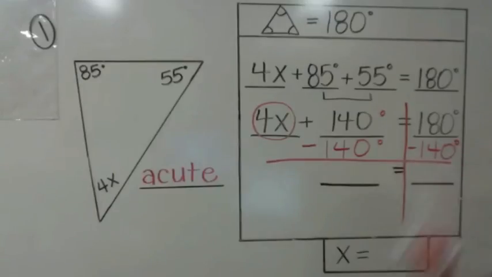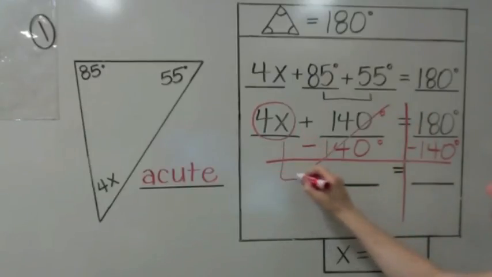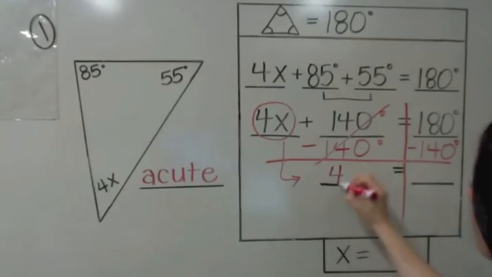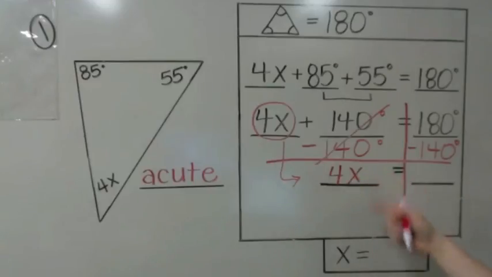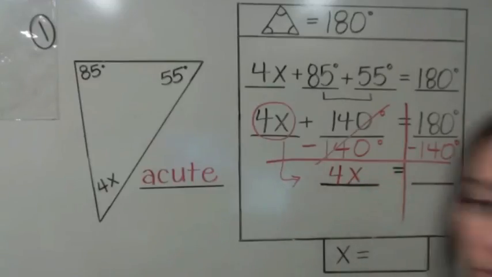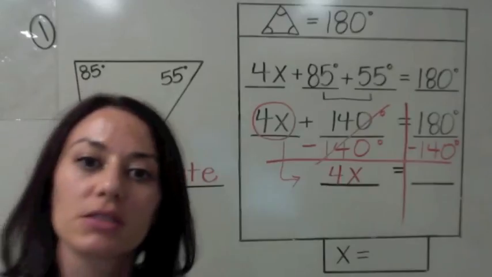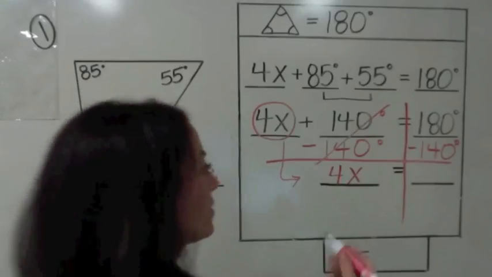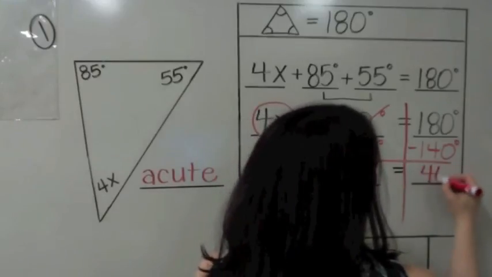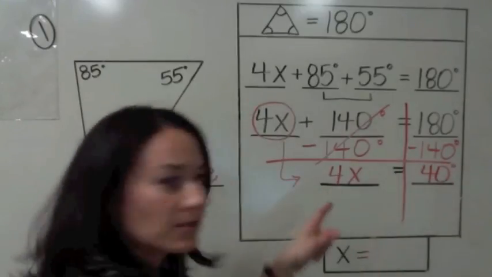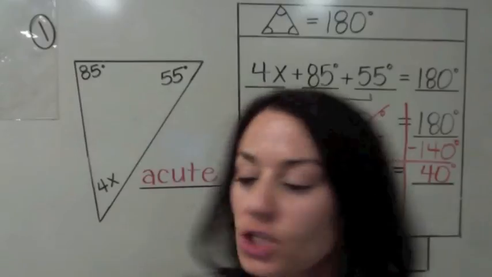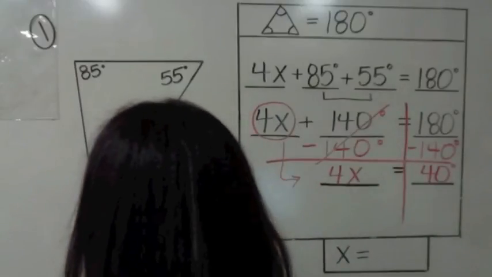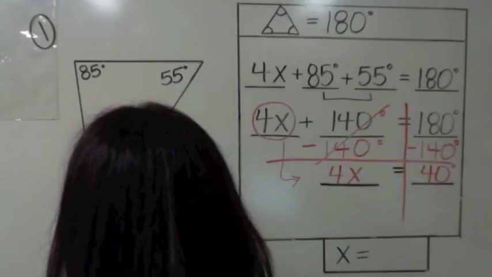Cool. All right. So now it's pretty simple. A positive 140 and a negative 140 make 0. Bring down 4x. Okay. Now 4x is going to equal 180 minus 140. What do you think 180 minus 140 is? What is it? Yeah, it's 40 degrees. Yes? So let's be clear on something. 4x equals 40. So 4x, this angle here, equals 40 degrees.